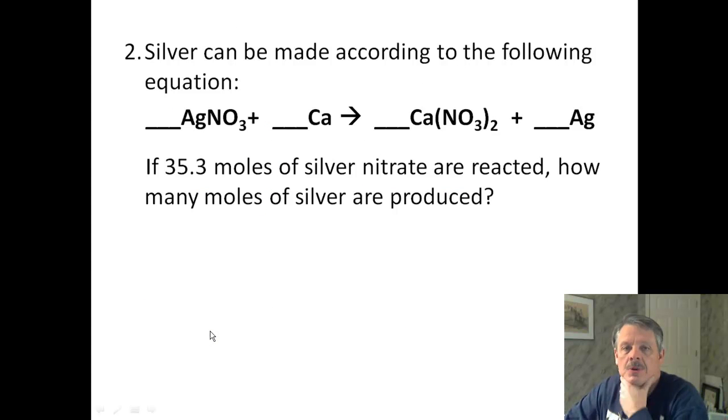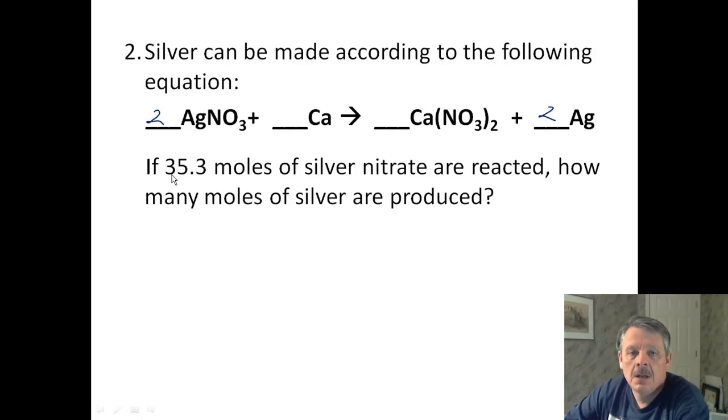Okay, let's do another one. Silver can be made according to the following equation. Well, the first thing we have to do is balance our equation. So I've got 1 mole of silver on each side, but notice my nitrates, I've got 2 on the other side, so I have to put a 2 here to balance, which means I need 2 silvers over here to balance, and I have 1 calcium on both sides, so I'm good there.